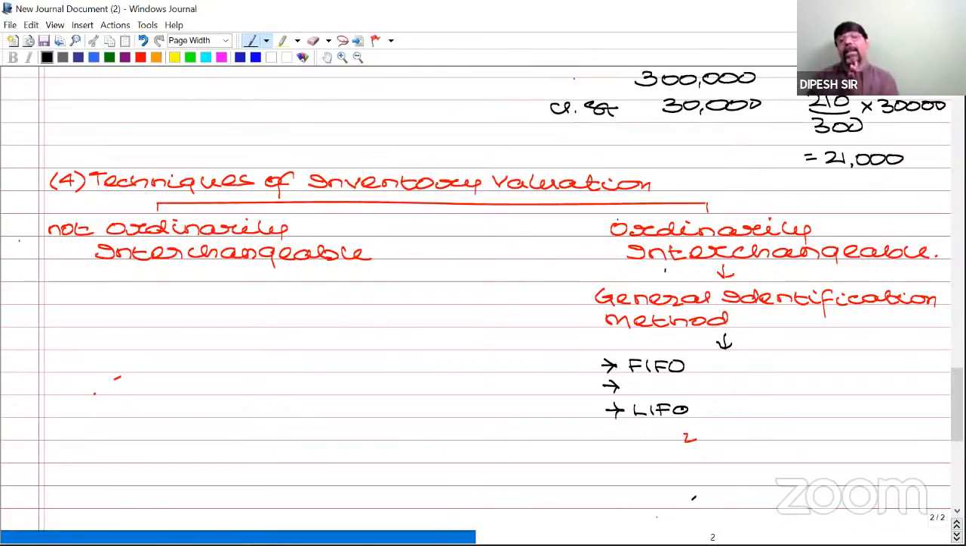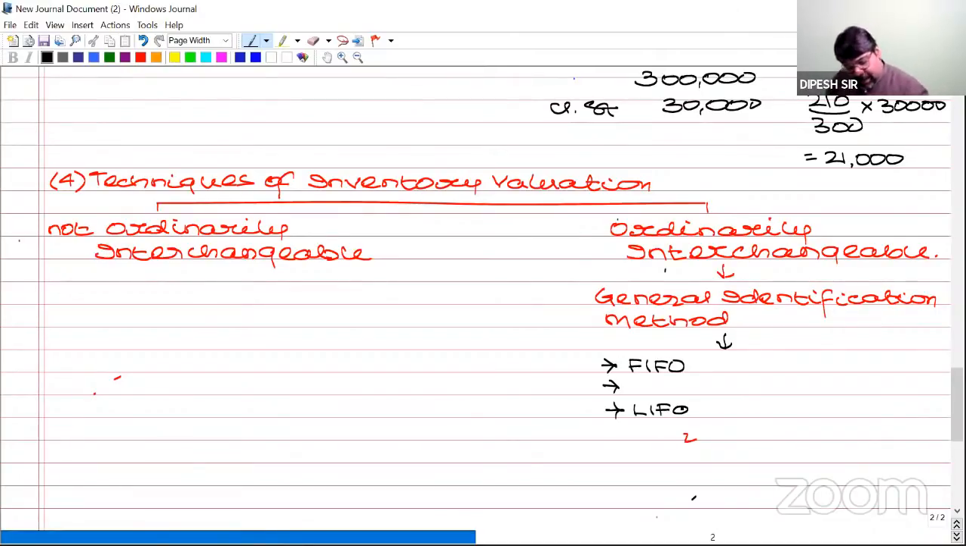Correct? If I say I am following LIFO, last in, first out, that means I have sold pens first from the 5th lot, then the 4th lot, then the 3rd lot, then the 2nd lot. That means the pens left are the first lot in full and the 2nd lot half, because 300 pens are left. First lot full, 200. The 2nd lot is also 200, but only 100 is left, because my total closing stock is 300. I hope you understood.